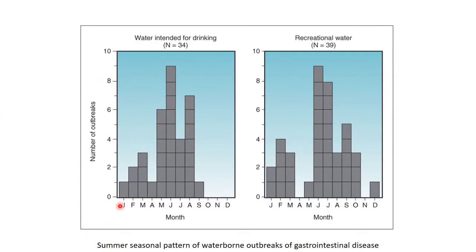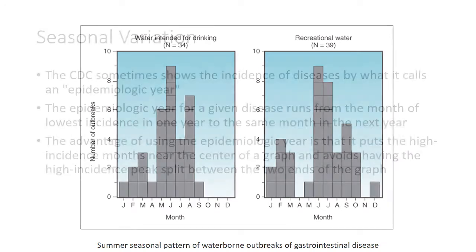So again, here you can see the number of cases that are being reported each month. Again, looking at water intended for drinking, peaking around the summertime versus the recreational water. And depending on what sources you're looking at, it may shift these peak incidences around slightly from one range to another. But generally June, July time frame tend to be the most active time frame for a lot of these gastrointestinal diseases to occur.